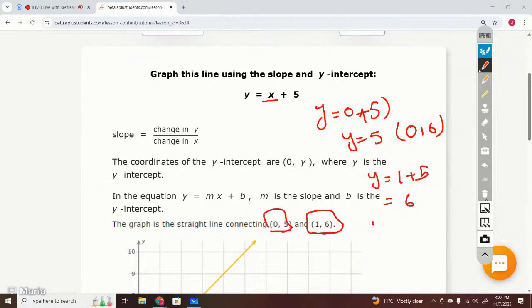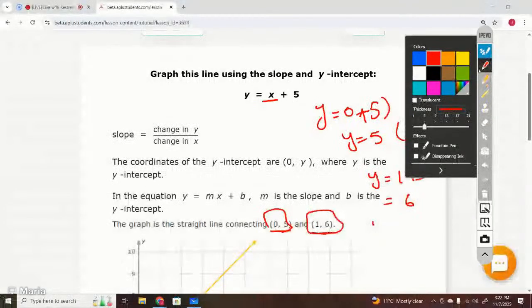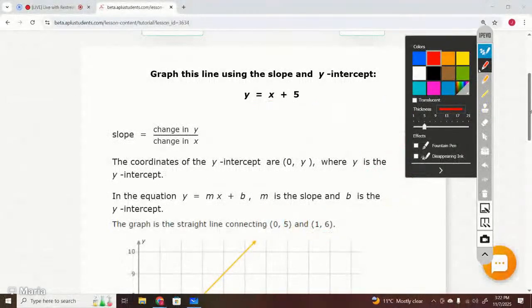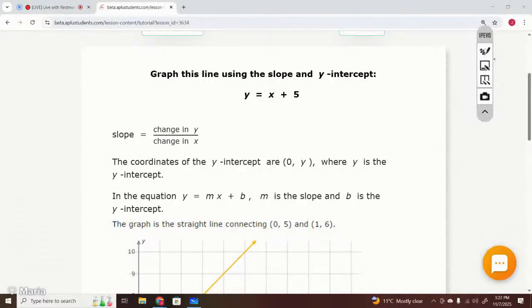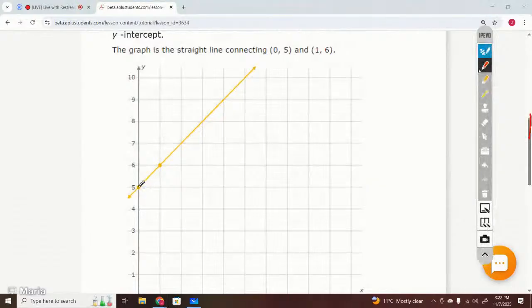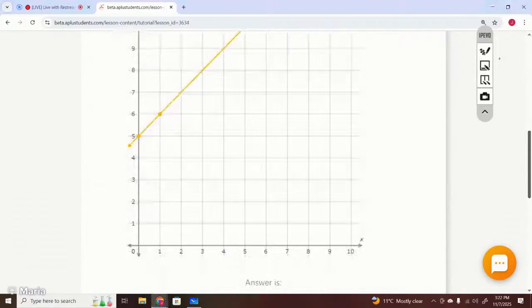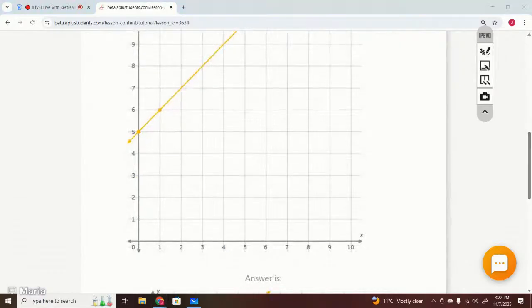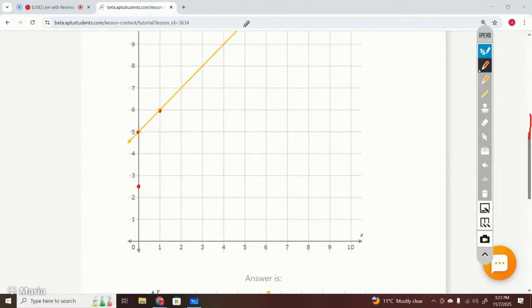So you have these 2 points, 0, 5 and 1, 6, and then you just have to plot the line. Here is the point 0, 5, and 1, 6. So join these 2 points and make a line.